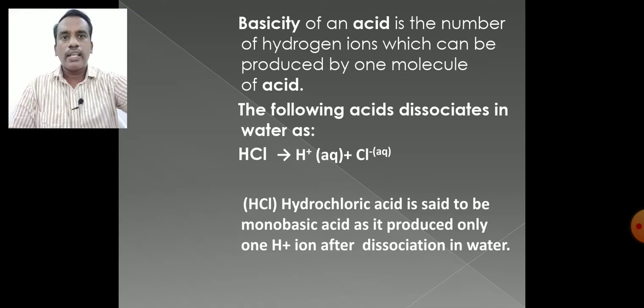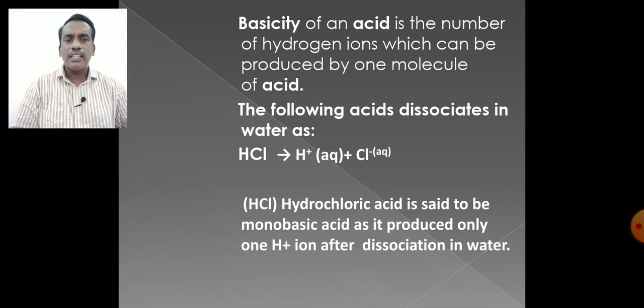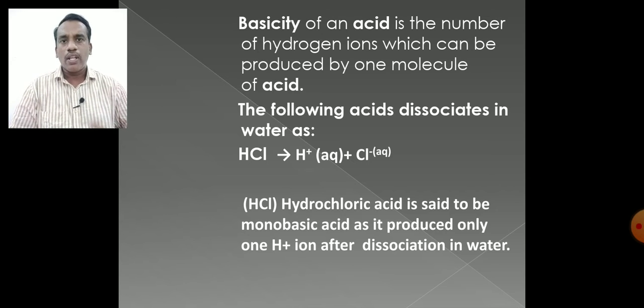So let us take what is the main theme of these acids. The acids are going to present the H plus ion. Now the number of H plus ions that are given by an acid is called by another name, known as the basicity of the acid. What do we call the basicity of the acid? What is meant by the basicity?